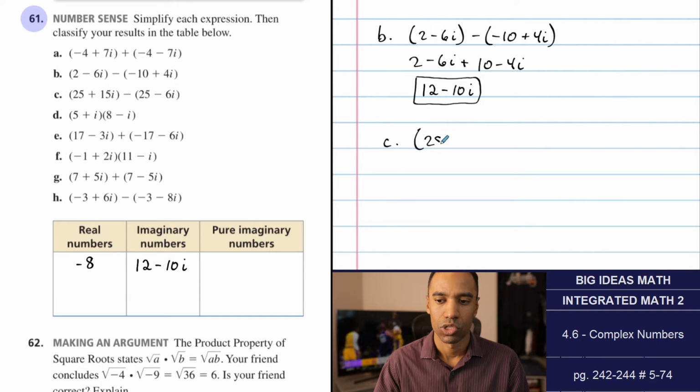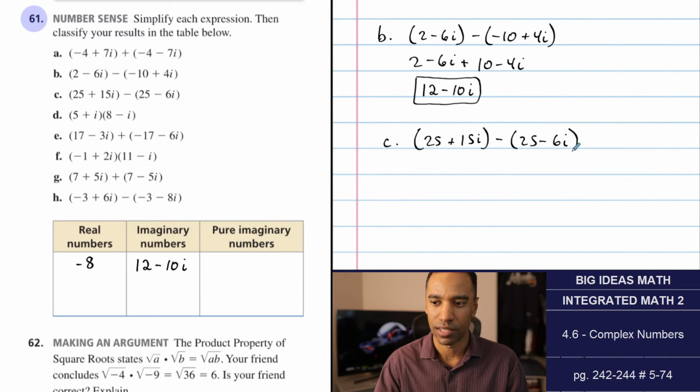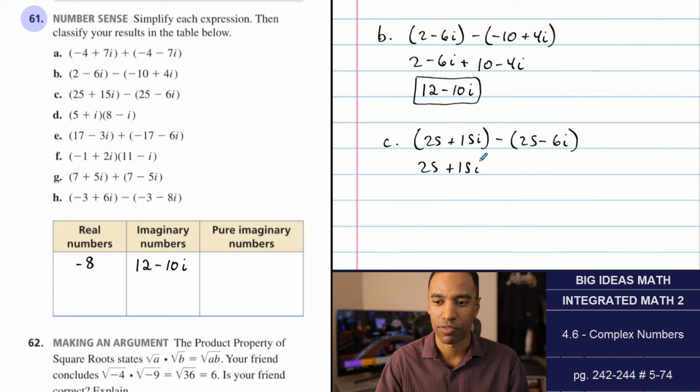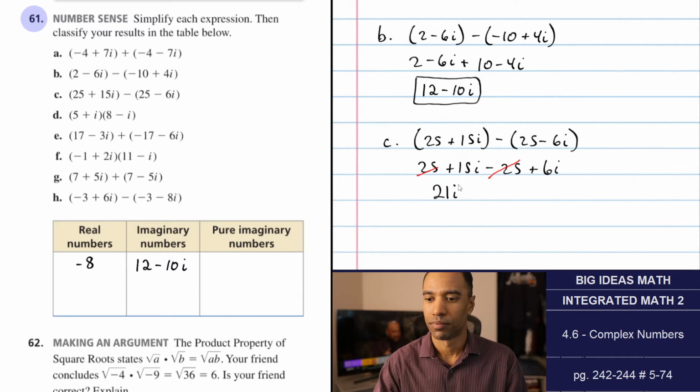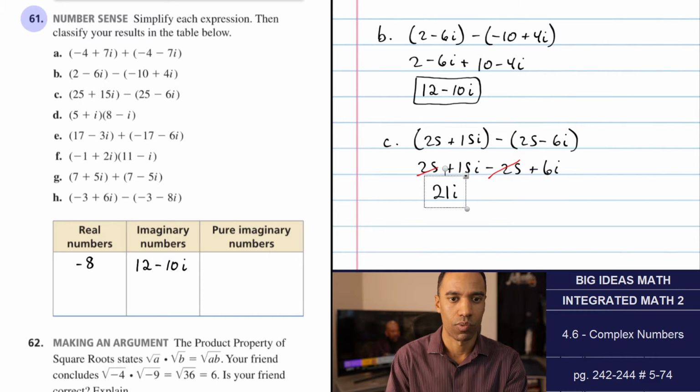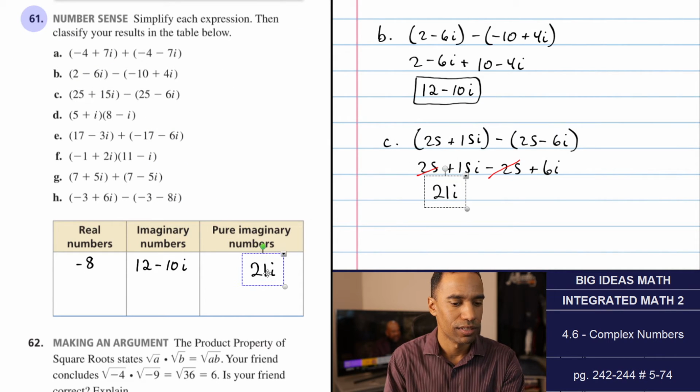Part C. 25 plus 15i minus 25 minus 6i. It's only natural that they have a pure imaginary number here, I think, next. 25 plus 15i minus 25 plus 6i. So we distribute the negative. 25 minus 25 is 0. We're going to have a pure imaginary number, 15i plus 6i is 21i. So 21i is pure imaginary. There we go.